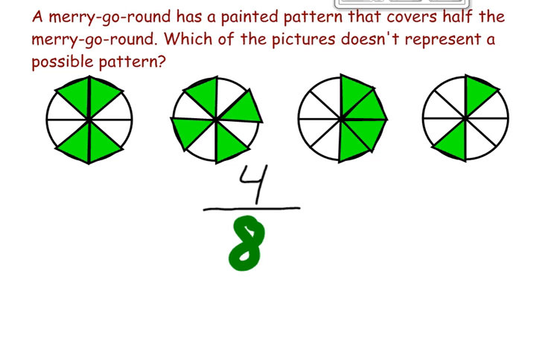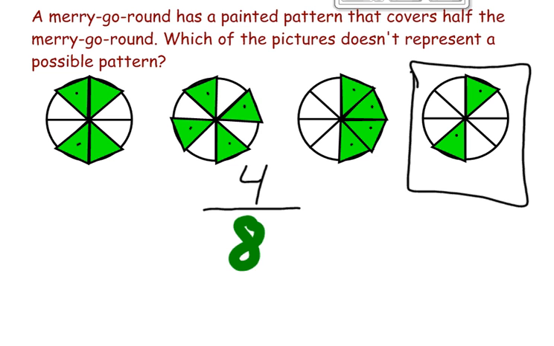Looking at our first picture, we see 1, 2, 3, 4 green triangles and 4 white. Looking at picture number 2, once again, 1, 2, 3, 4 green, which means there's 4 white. Third picture, 1, 2, 3, 4 green, 4 white. And the fourth picture, we see 2 green triangles, 6 white. And so in the end, our merry-go-round could not be this pattern right here, because that picture does not represent the fraction 1/2 in the form of 4/8.